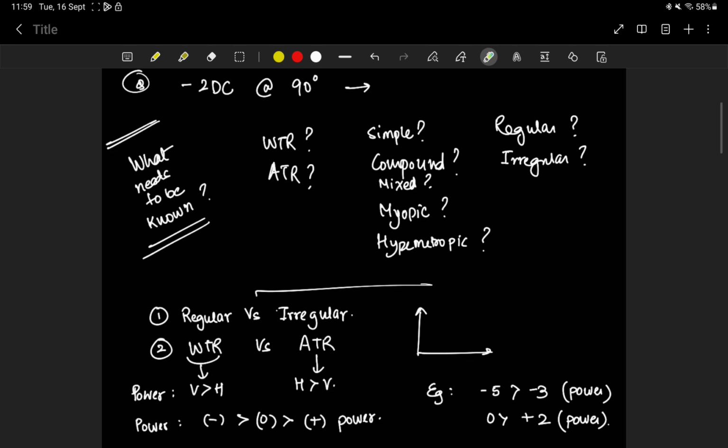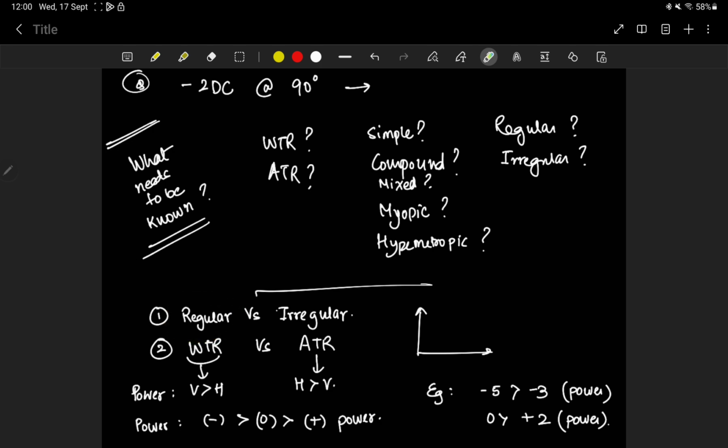Before knowing things like with the rule and against the rule, the basic things need to be clear, like what is regular and what is irregular astigmatism. Regular means when two meridians are at 90 degrees to each other, and one meridian is horizontal and one meridian is vertical. So these are two meridians at 90 degrees, aligned in a vertical and horizontal fashion. This is regular astigmatism.